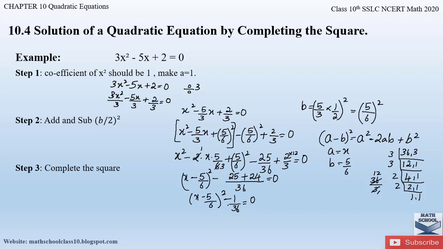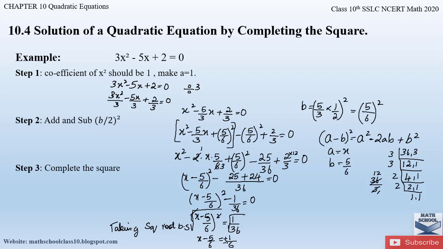Now let us send this term to the right hand side. So we are going to get x minus 5 divided by 6 the whole square is equal to 1 by 36, right? Now to remove the square term, we are going to take square root on both the sides. So the square and square root will get cancelled. So we are left with x minus 5 divided by 6 is equal to, what is the square root of 1? It is 1. What is the square root of 36? 6 into 6 is 36. So that is 1 by 6 we have got here.